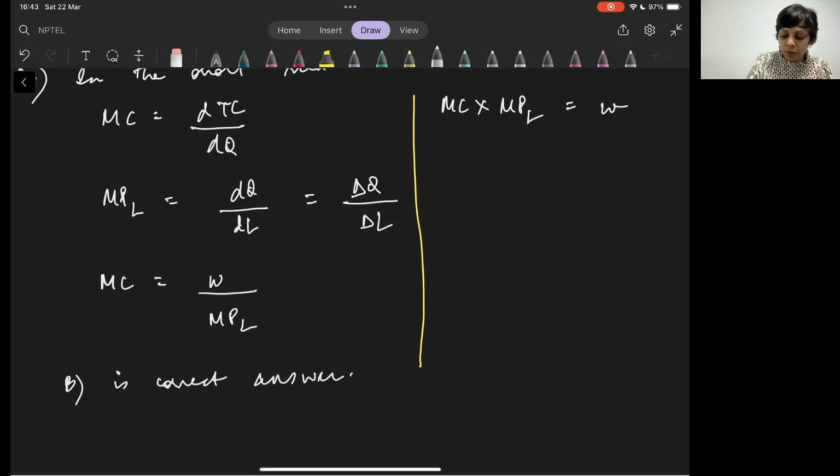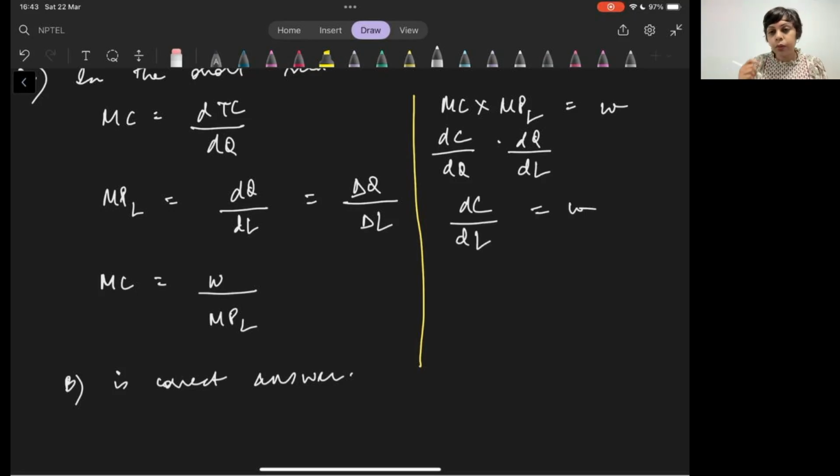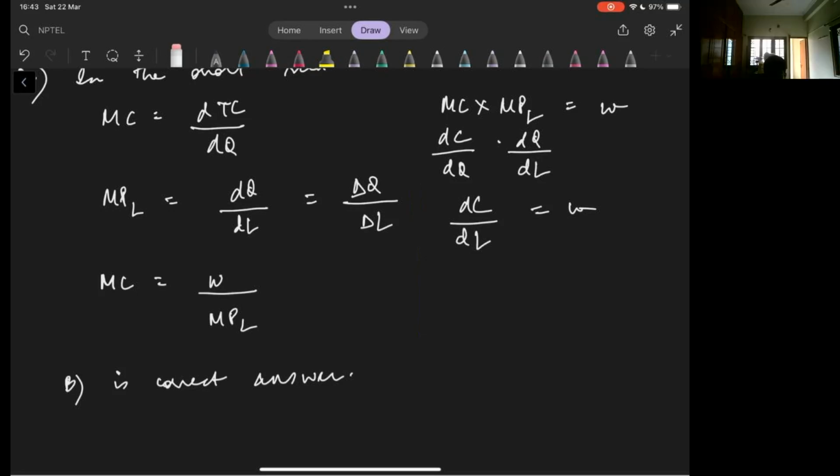You understand? This is dC by dQ, and this is dQ by dL. Therefore, this can be taken as dC by dL, and that will be equal to the wage. That is how the firm sets the wage, basically. Does it make sense? Yes, ma'am. Okay.